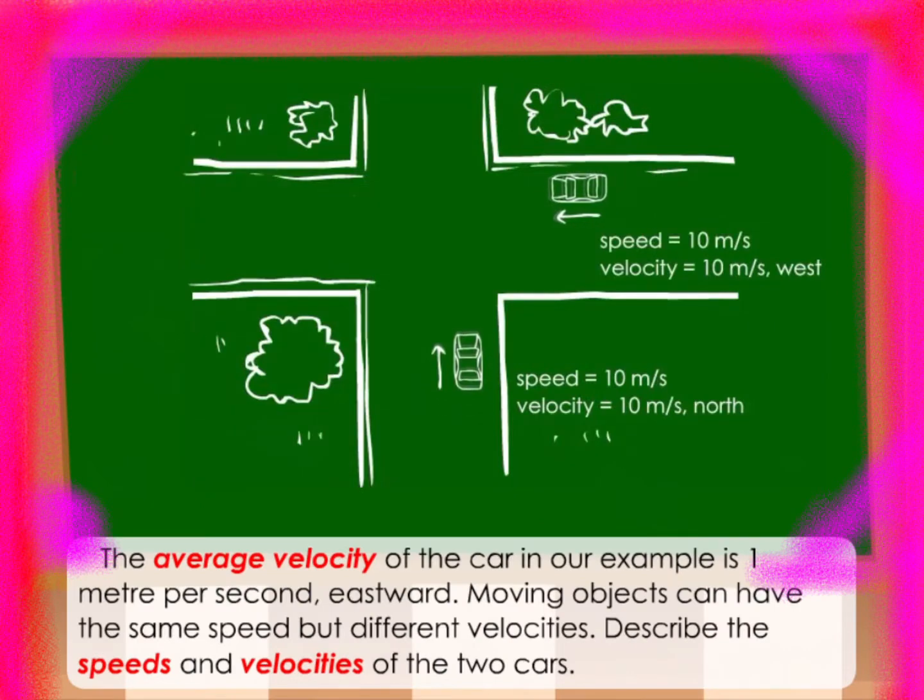The average velocity of the race car in our example is 1 meter per second, eastward. Moving objects can have the same speed but different velocities. Describe the speeds and velocities of the two cars.